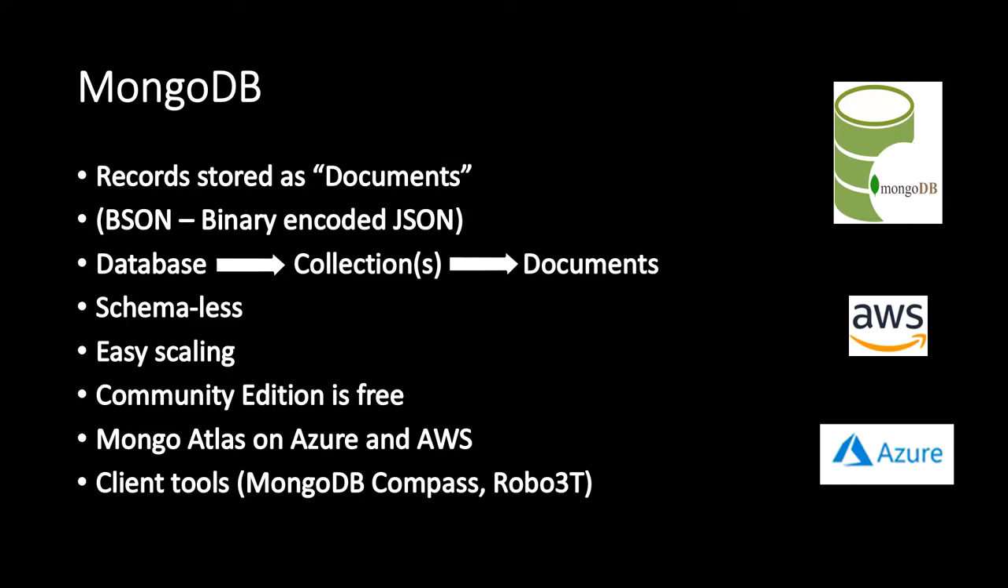So that was .NET Core. Now we can talk briefly about MongoDB. So what's MongoDB? Well, it's a database engine. It's a NoSQL database engine. So what that really means, let's think of SQL Server, for example. SQL Server is a relational database. So what does that mean?